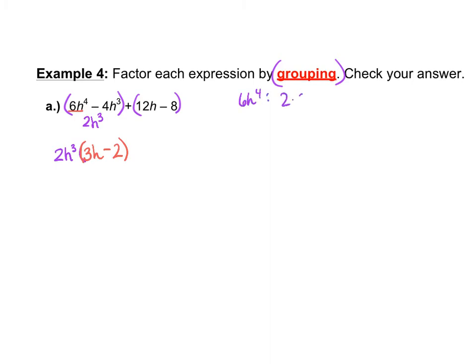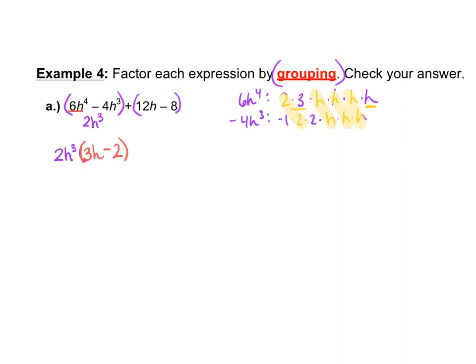6h to the fourth. 6 is 2 times 3. H to the fourth is h times h times h times h. And then -4h to the third, well that is -1 times 2 times 2 times h times h times h. And so you can see where I got my GCF from, which was 2h, h, h. So 2h to the third. And then you can even see what was left over. So I had a 3h left in the first group and a -2 because -1 times 2 in the second group. Okay, so doing this in your head is going to make things easier over time.